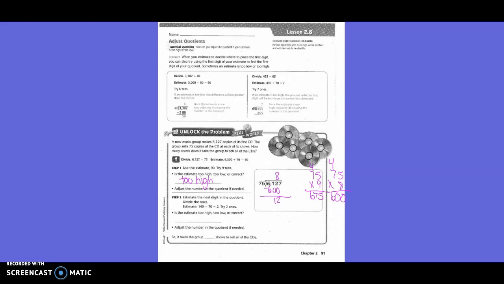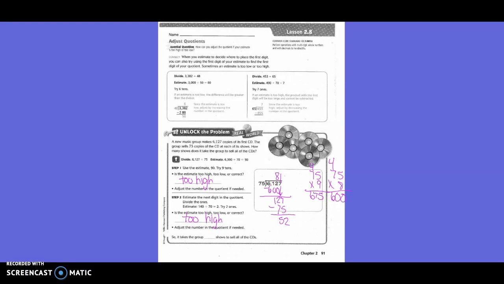So would 2 work there? No, or we needed to drop the 7, right? Okay, so would 2 work there? No, so our estimate would be too high, right? So we would have to use 1 instead, right? So 1 times 75 is 75. And what would you have left over? 52, right? Okay. So it takes the group how many shows to sell all of it?